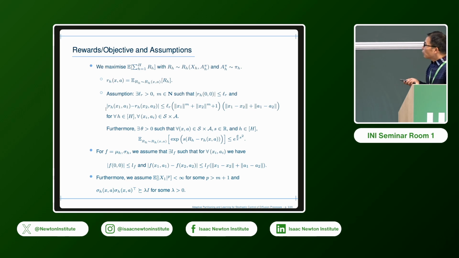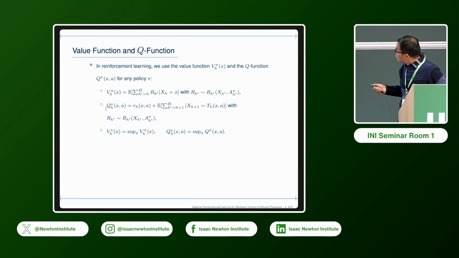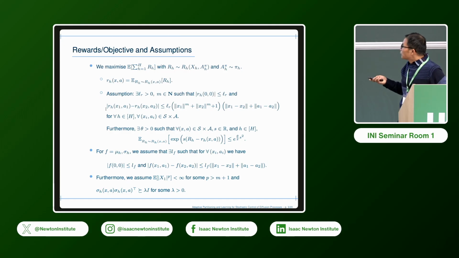Furthermore, we assume our initial distribution of the states has a finite p-th order moment, for some p big enough, at least p needs to be bigger than m+1. Otherwise, the objective may go to infinity.